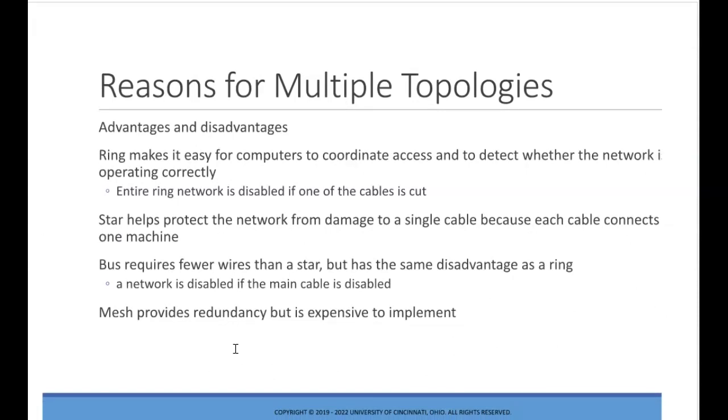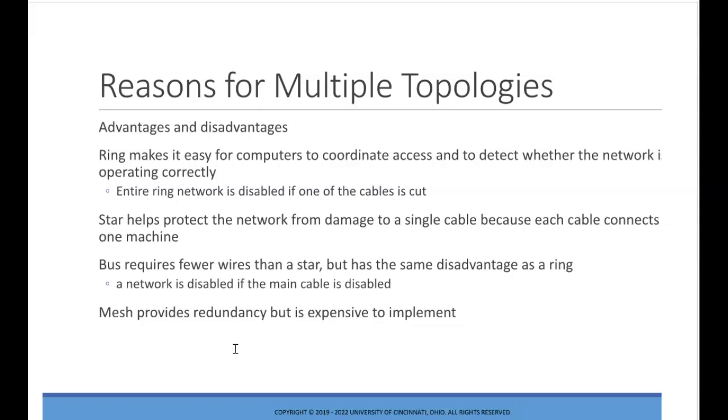Why do we need so many different topologies? Each of the local area network topologies has its own advantages and disadvantages. A ring makes it easy for computers to coordinate access and to detect whether the network is operating correctly. However, an entire ring network is disabled if one of the cables is cut. A star helps to protect the network from damage to a single cable because each cable connects only one machine. A bus requires fewer wires than a star, but has the same disadvantage as the ring. The network is disabled if someone accidentally cuts the main cable. A mesh provides redundancy, but is expensive to implement and seldom implemented.